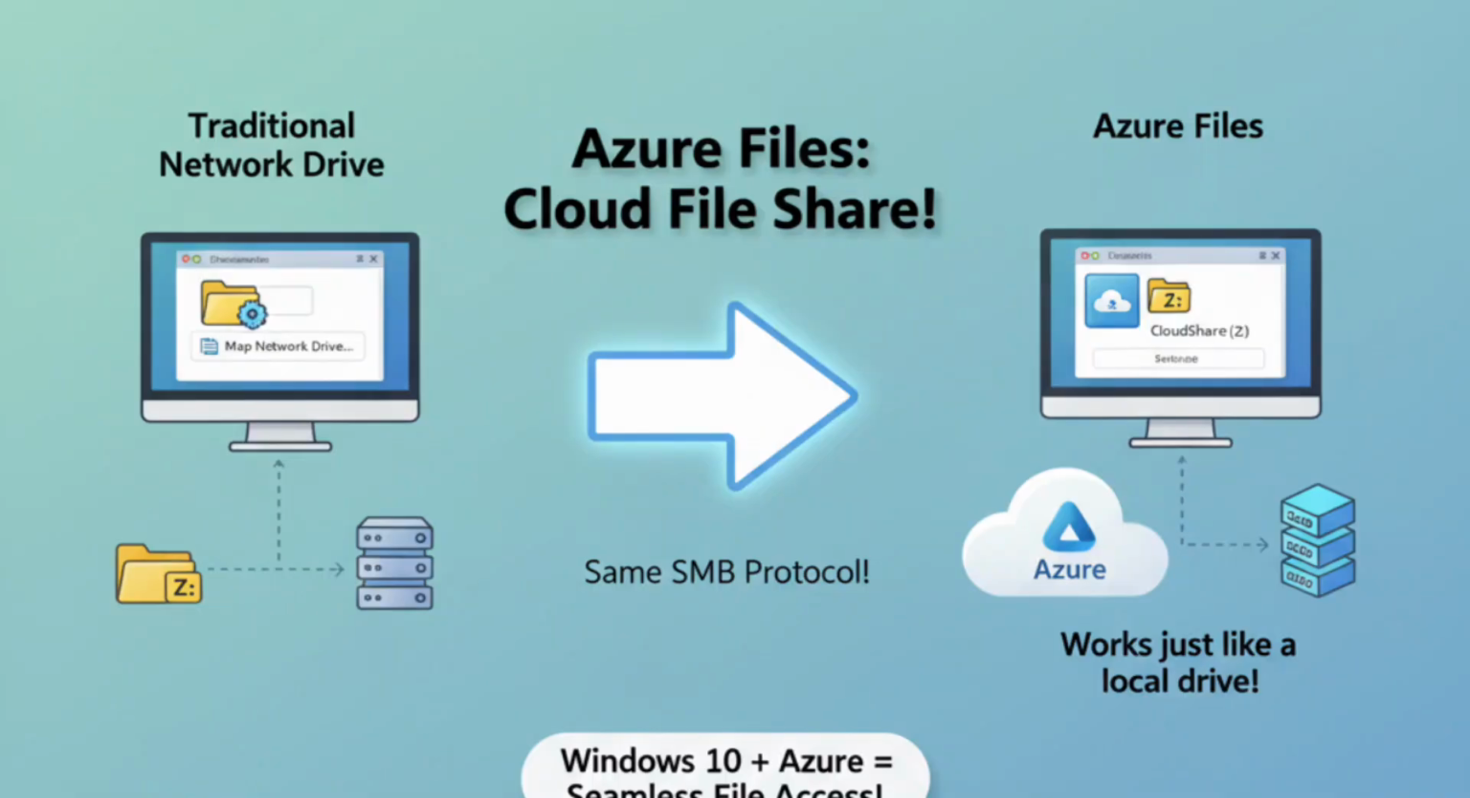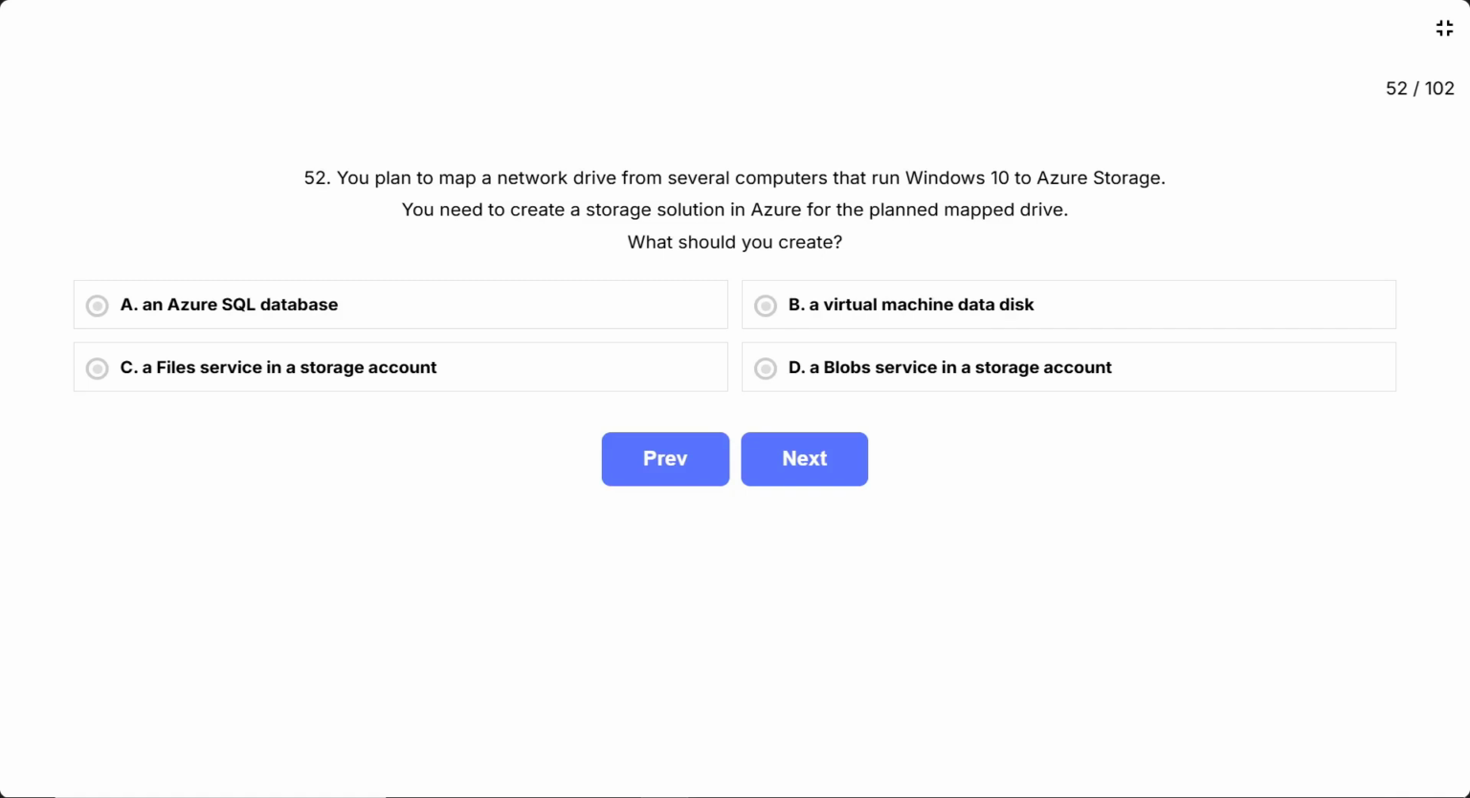Think of mapping a network drive like accessing your company's shared folders at work. You click Map Network Drive in File Explorer and get a drive letter like Z that points to a file server. Azure Files works exactly the same way using the SMB, Server Message Block, protocol, so your Windows 10 computers can treat Azure Storage like a regular network file share. Correct answer is C, a file service in a storage account.